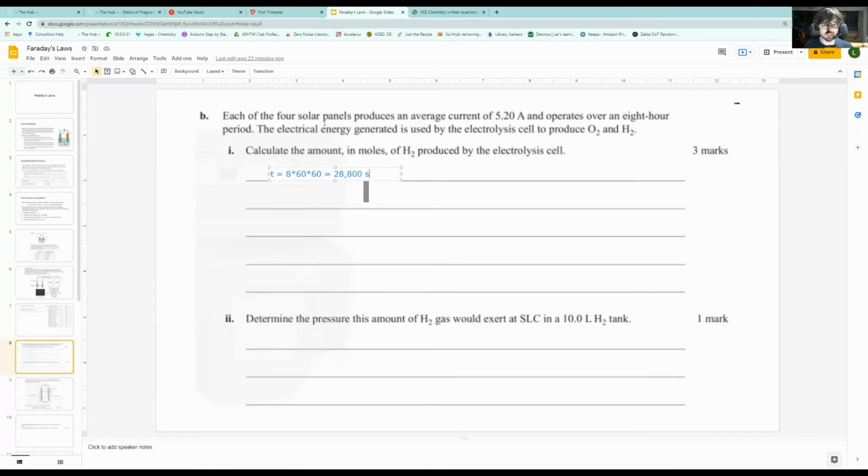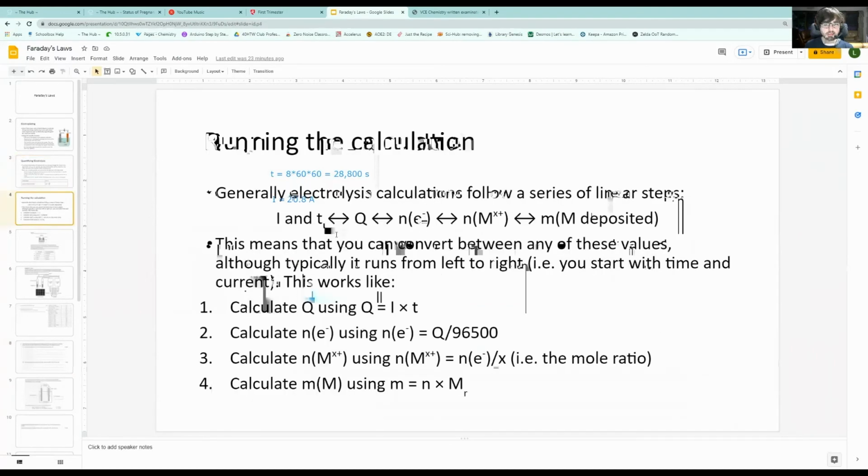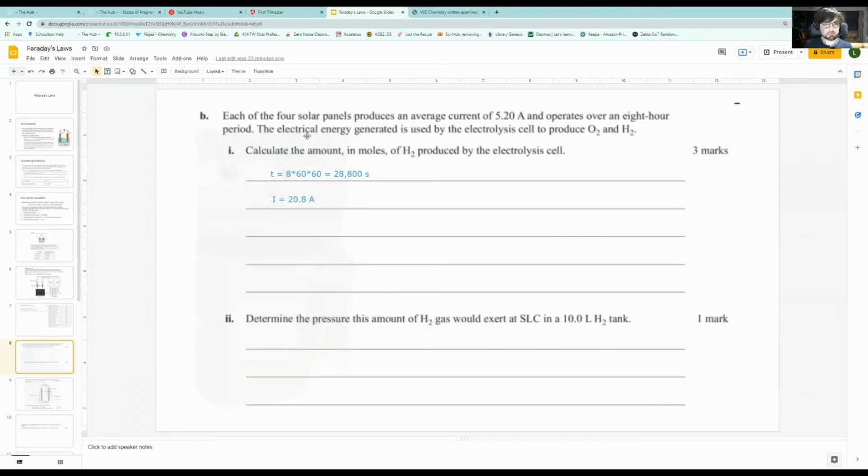And our current is, this is a little bit of a trick question. There's 4 solar panels, each making 5.20 amps. So overall, they're making 20.8 amps. All right. So we've got some information here. We've got the current and we've got the time. Looking back here, we can see we've got current and time. We'll be able to find charge. Then we'll be able to find the amount of electrons. Then we'll be able to find the amount, which is what we've been asked for.